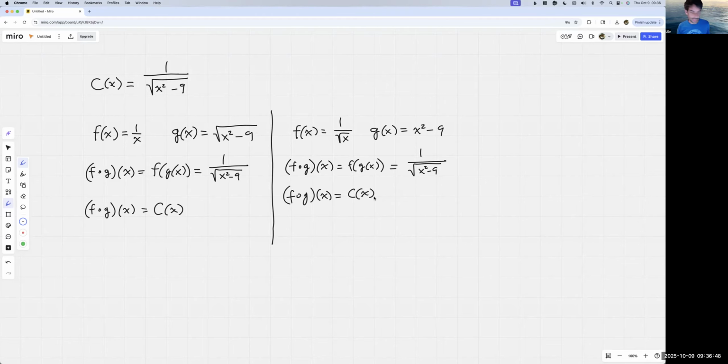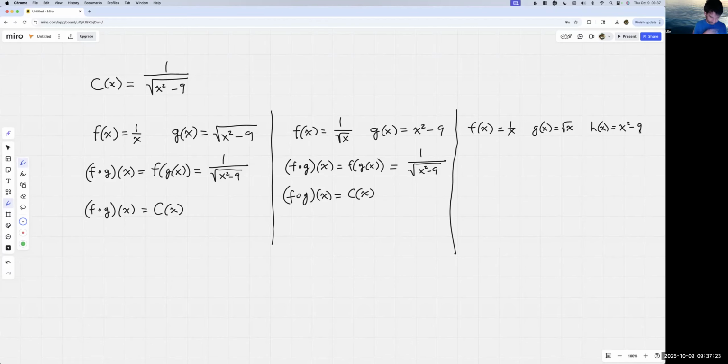Okay. And let's do one more example. We could also consider the functions f of x equal to 1 over x, g of x equal to the square root of x, and h of x equal to x squared minus 9. h of x will just be x squared minus 9, right?